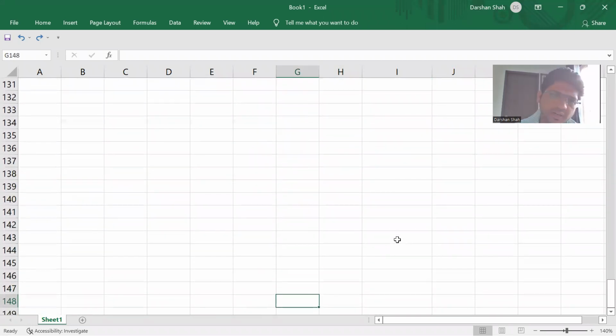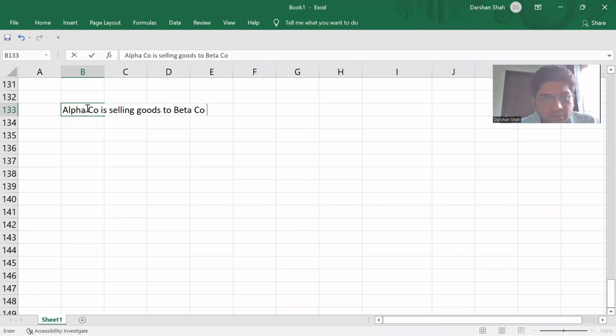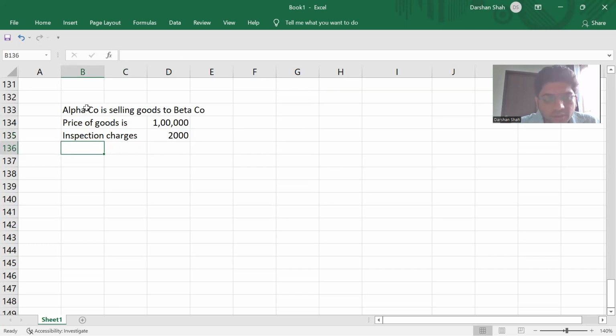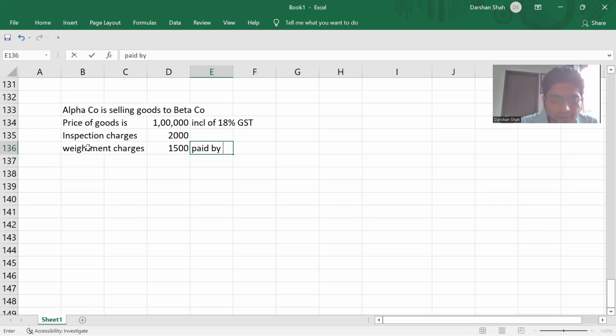Okay, now I'll give one question. Let me see if you guys are able to do it. Alpha company is selling goods to Beta company. The price of goods is 1 lakh, inclusive of 18% GST. Inspection charges is 2,000. Then weighment charges is 1,500, paid by Beta to a third party. Discount is 5%.